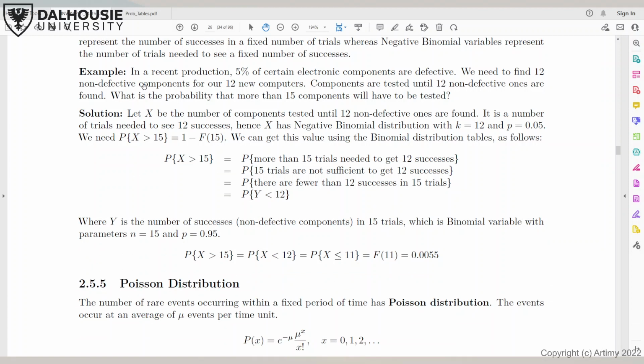So in this example, in recent production 5% of certain electronic components are defective. We need to find 12 non-defective components for our 12 new computers. Components are tested until 12 non-defective ones are found. What is the probability that more than 15 components will have to be tested? If we dissect this step by step, let's start from the last sentence.